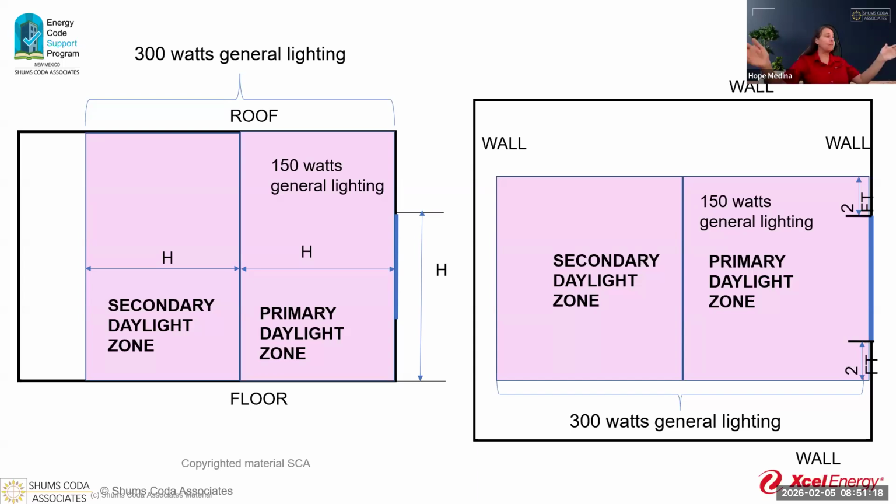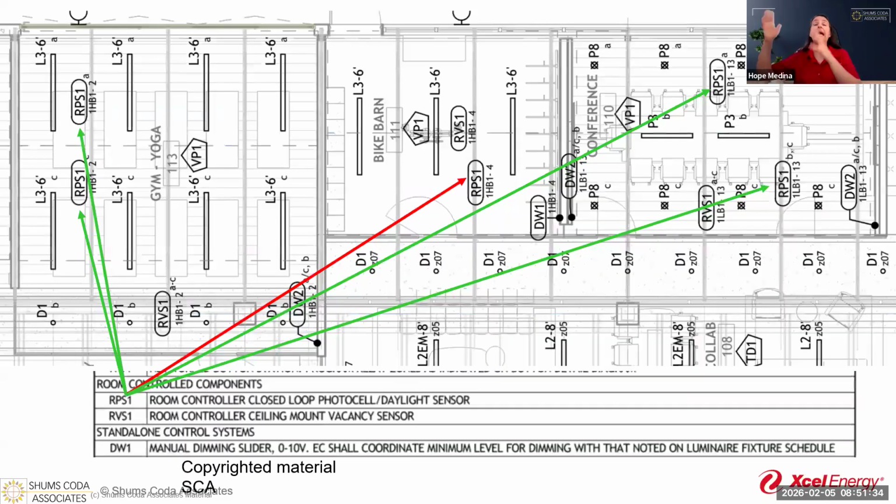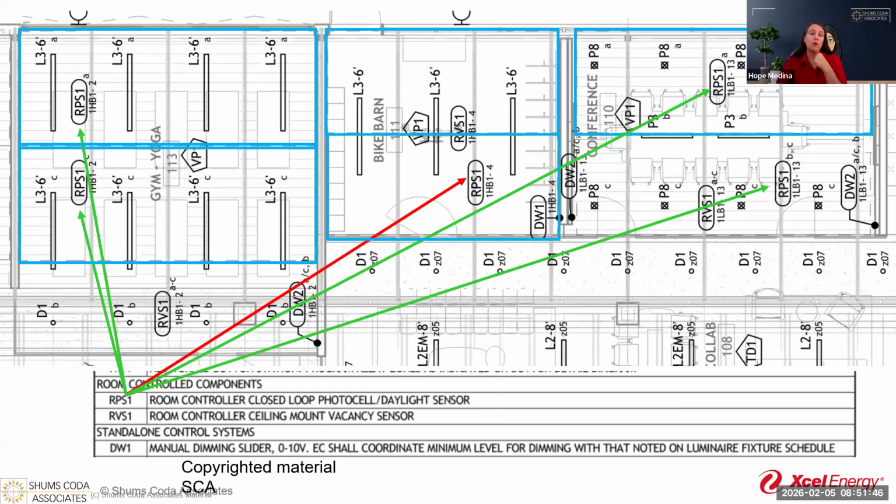Now, to measure the width of it, it's 1/2 the height of the window. So if it's 10 feet, you're going to measure 5 feet out from each side of the window, and that is your daylight zones, your side lit daylight zones. So in that instance, you really should have individual controls in each of those zones.